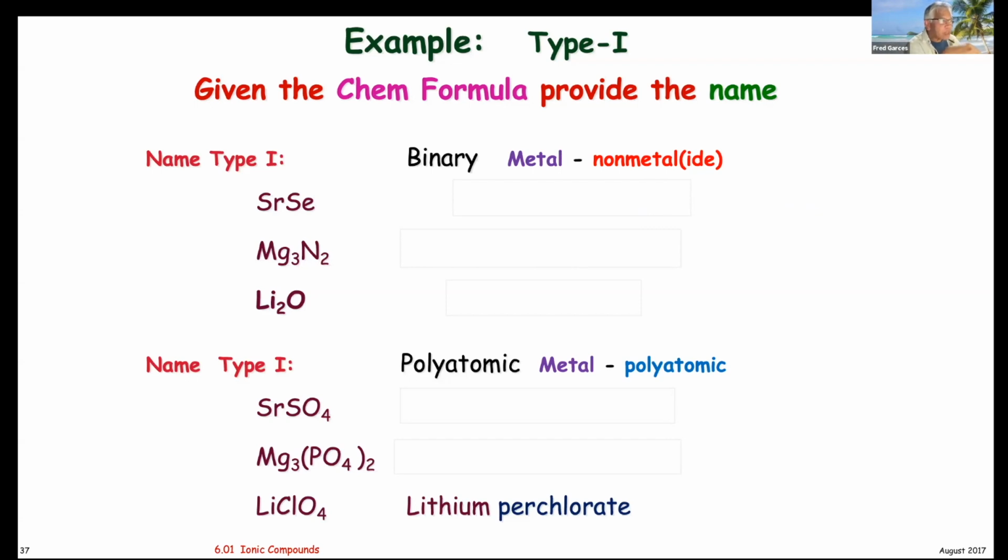SrSe. The way you want to approach this is look at the first element, Sr. Sr is in group 2. Group 2 elements have a fixed charge. That means strontium, Sr, is a +2 charge. Se is selenium. Selenium wants to take 2 electrons. So in this particular case, the name of this would be strontium selenide. Selenium, drop the ending and put an -ide. So that's what we have right here.